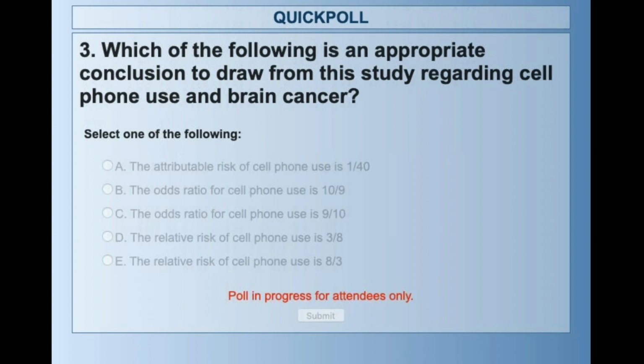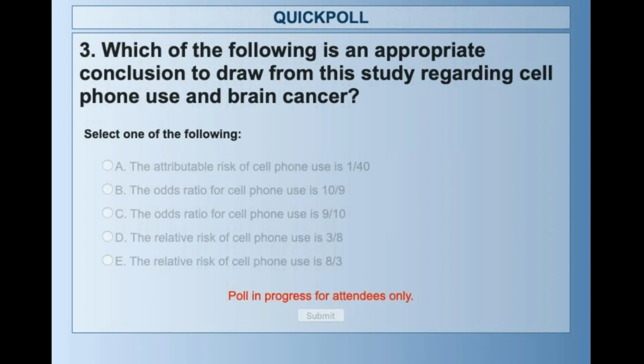It looks like we've had about a third of you answer. I'll give you a couple more seconds. And like I said, if you don't know the answer, or if you're just completely lost, feel free to take your best guess. There's no penalty for guessing on test day, so you don't want to leave any questions blank. It looks like about half of you have answered so far. We'll give it a couple more seconds and we'll see how everybody did.